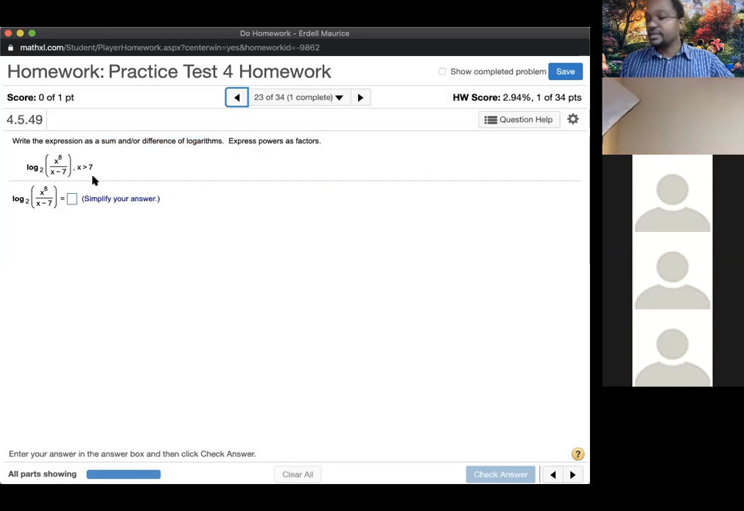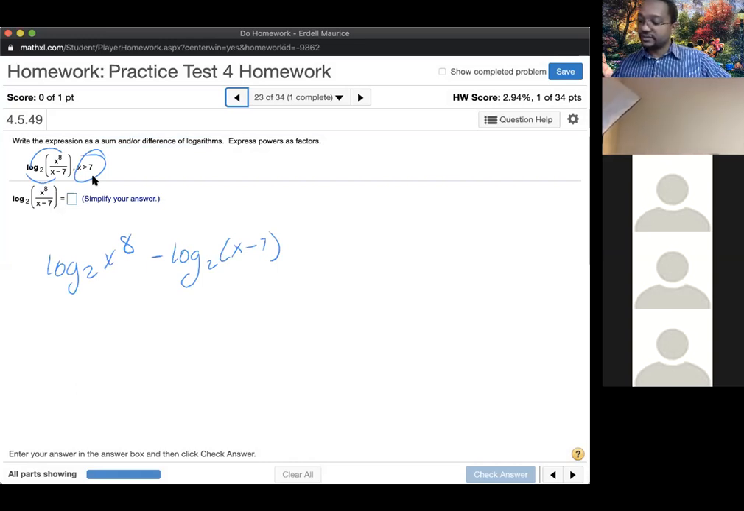Same concept. Again, this x greater than some number right here is the domain of the function, but that does not play a role in splitting it up. So this first piece right here is going to be log base 2 of x to the 8th power. And this second piece is going to be minus log base 2 of x minus 7. Okay? The 8 comes to the front because it is a power. Minus log base 2 of x minus 7. And that's it.